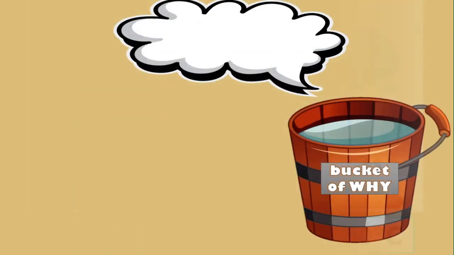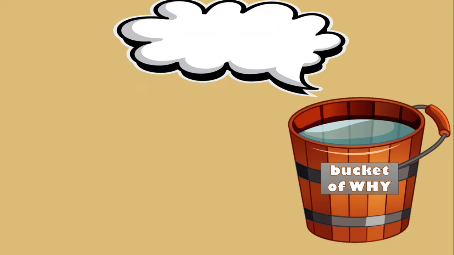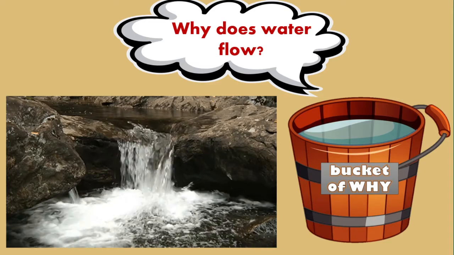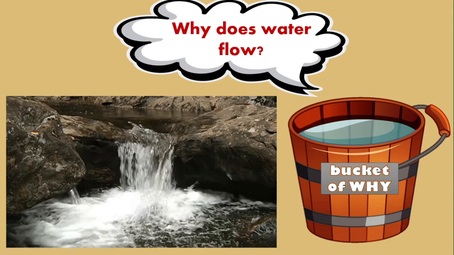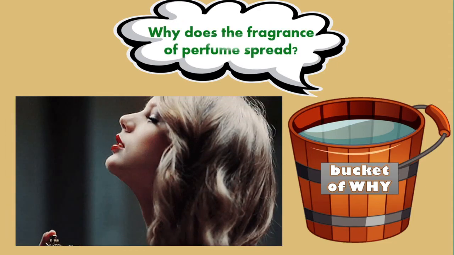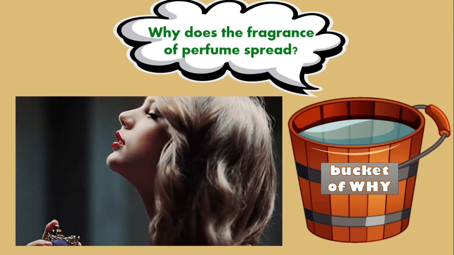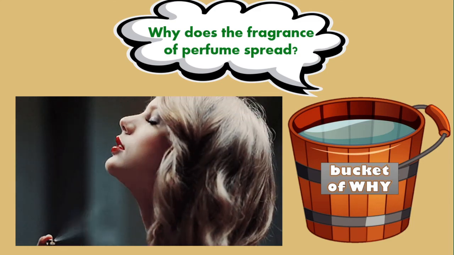Now, let's go back to our bucket of why. The first why: why is a stone compact? A stone is an example of solid, and I know you can further explain this by this lesson. Next, why does water flow? Liquids, like water, flow easily. And lastly, why does the fragrance of perfume spread? Because the fragrance is a gas. Just like liquid, it also flows easily.